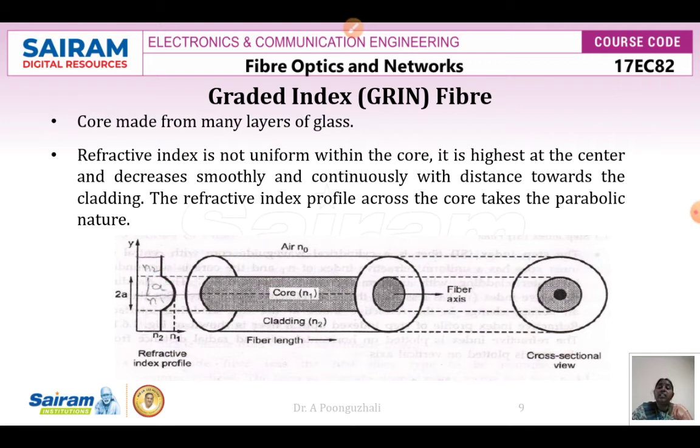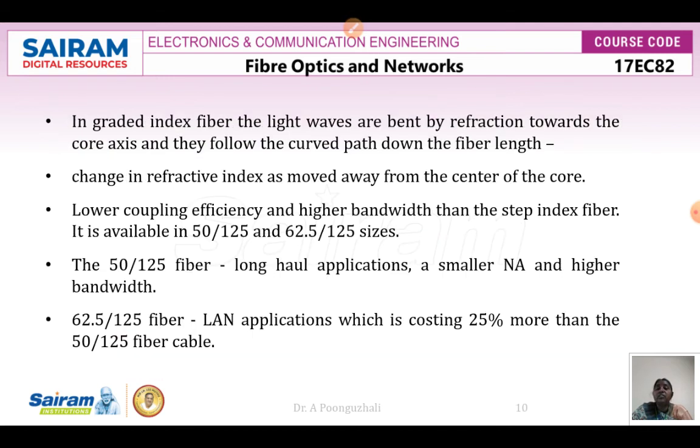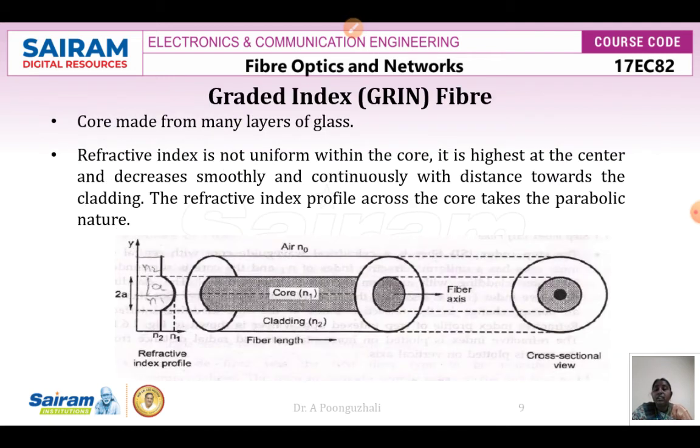So here we say that the refractive index profile takes a parabolic shape. The refractive index is parabolic. We say that the refractive index is not uniform within the core, and it is highest at the center and decreases smoothly and continuously with distance. So this is your graded index fiber.